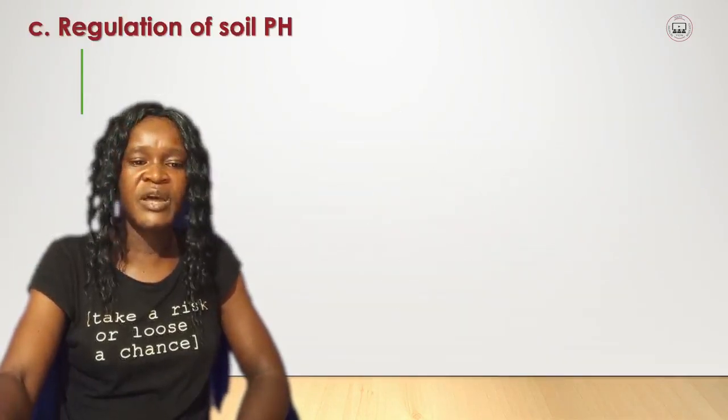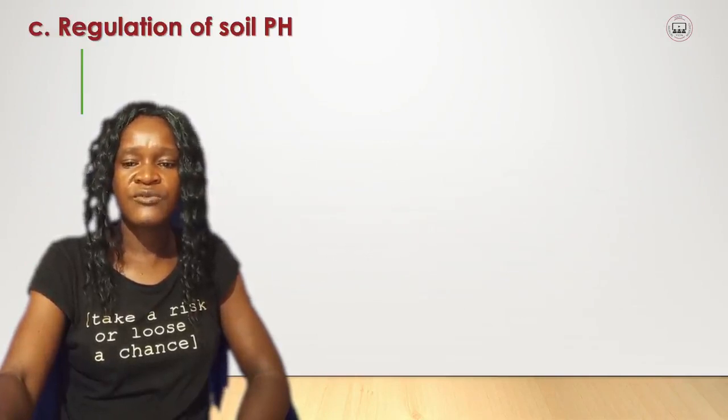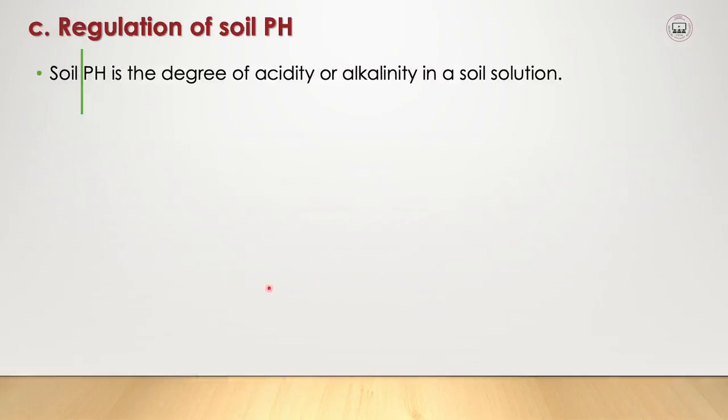Another way is just by regulating soil pH, regulation of soil pH. Soil pH is a degree of acidity or alkalinity in a soil solution.